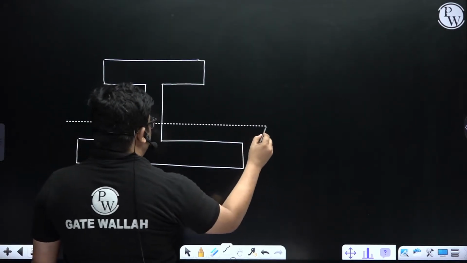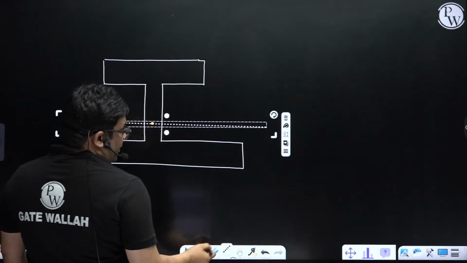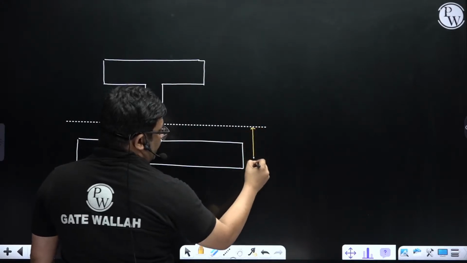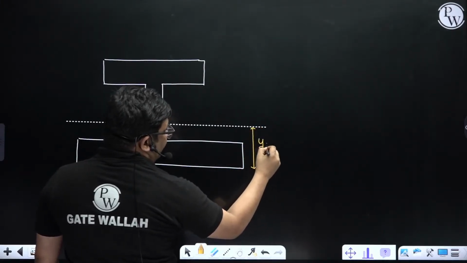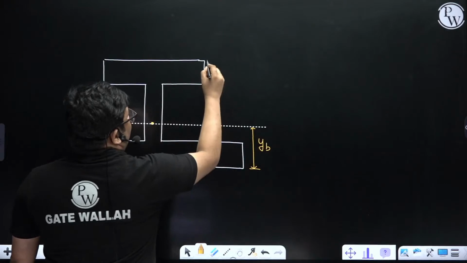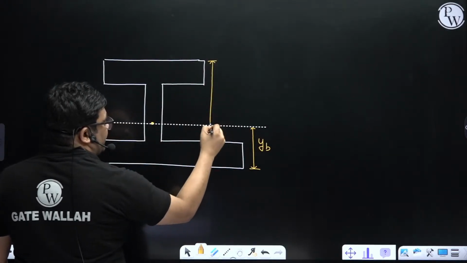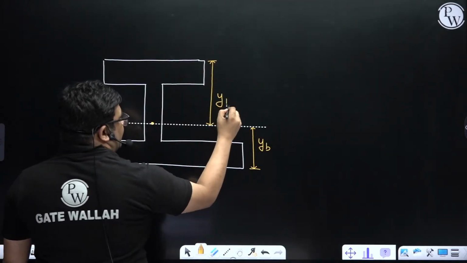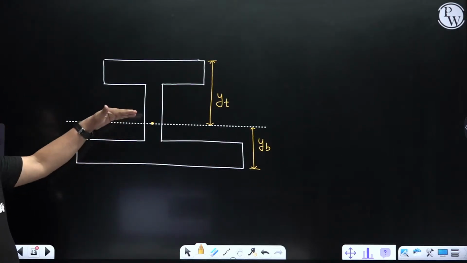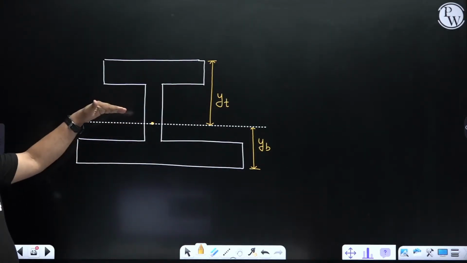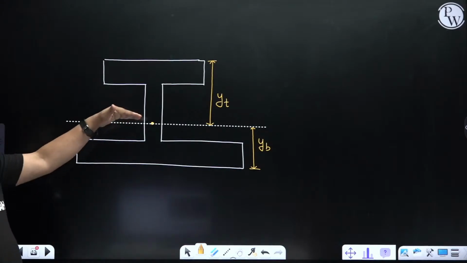So what will happen in this case? The y bottom will be less, no? The y bottom and y top won't be the same. You see, y top and y bottom won't be the same. Yes, here you can see that the centroid is more towards the bottom. It's not at the mid height.